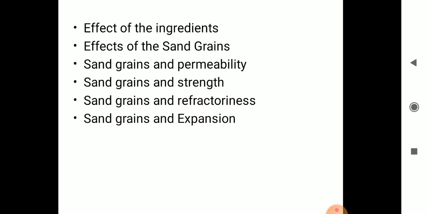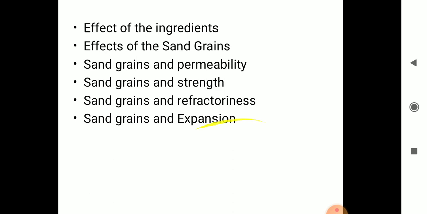Next is sand grains and refractoriness. High refractoriness needs sand grains of maximum purity and size. Impurities which discolor silica lower its fusion point. Finer grains appear to be more easily fused than the coarse ones. Next is sand grains and expansion. A wide size distribution and dense packing of the grains cause an expansion problem. Fine sand also expands more.